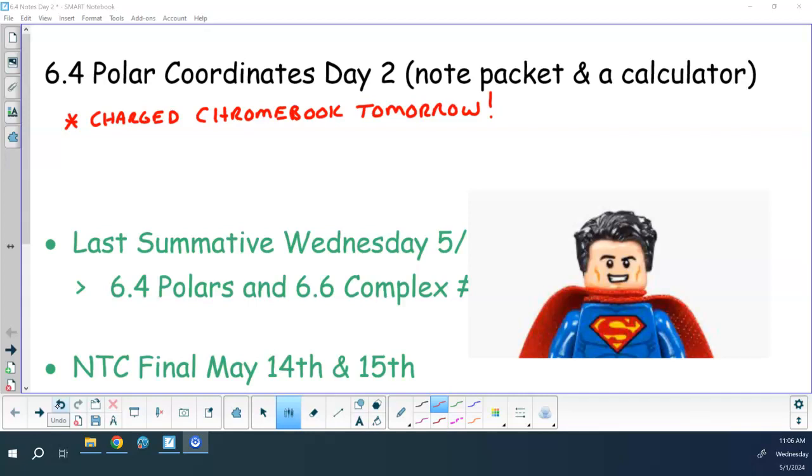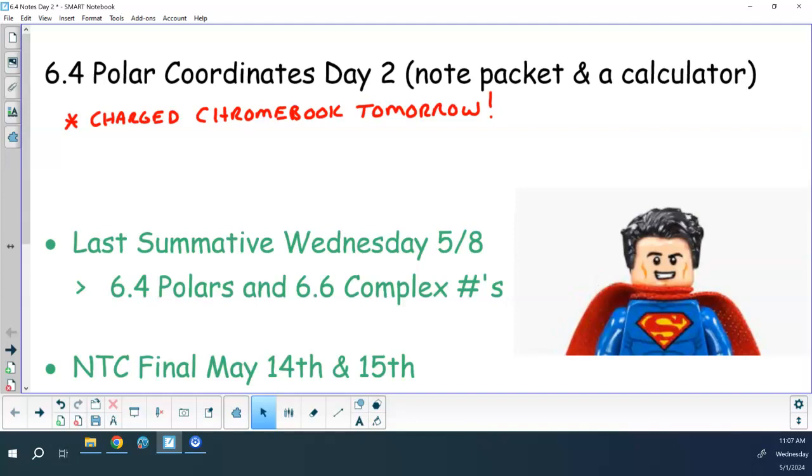Then a week from today is your test. Okay, so that will cover 6-4, which was complex numbers, and 6-6 was complex numbers. 6-4 is polars. That's what we're in right now. Okay, we are in your note packet today. We are going to be graphing by hand, and we are also going to be graphing on the calculator, so that's why you need a calculator today. So we're going to be doing both today.